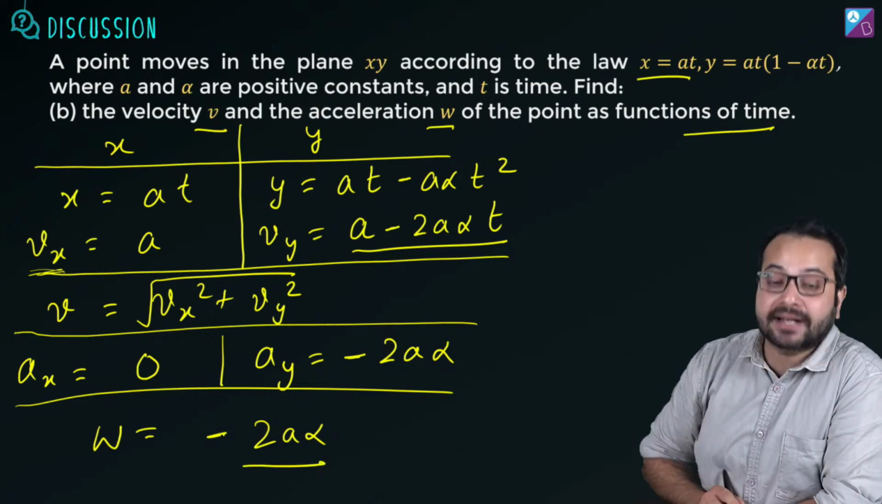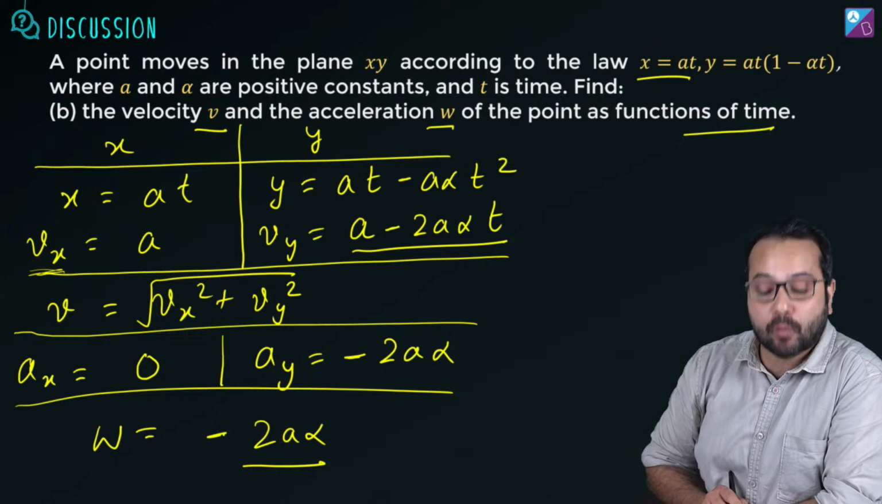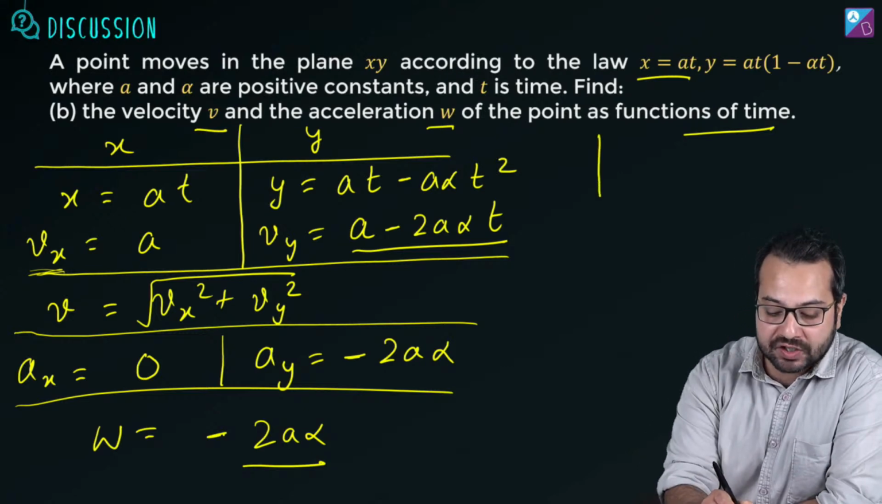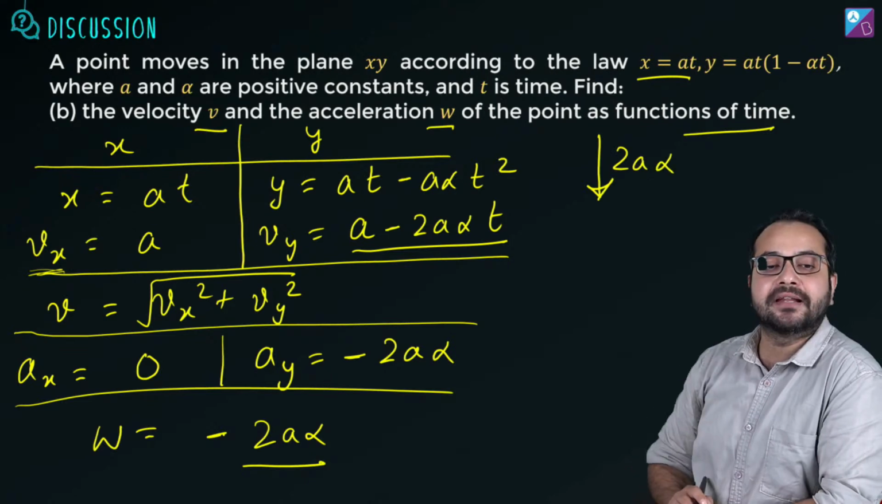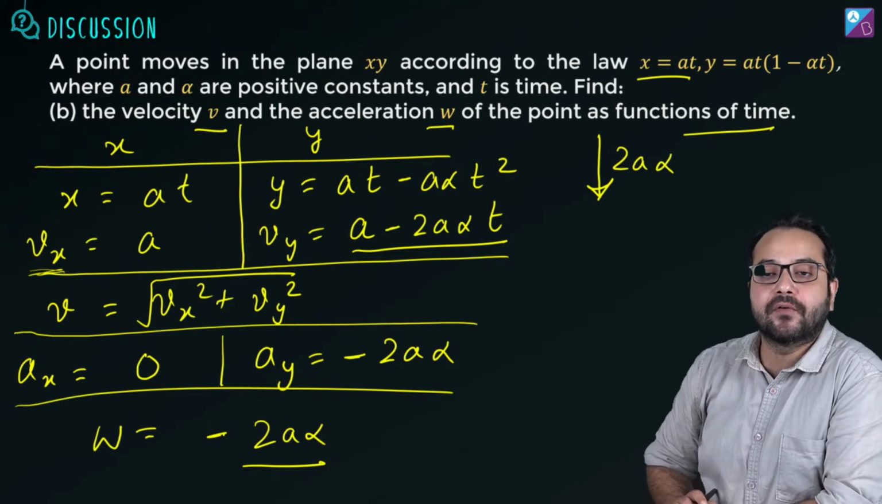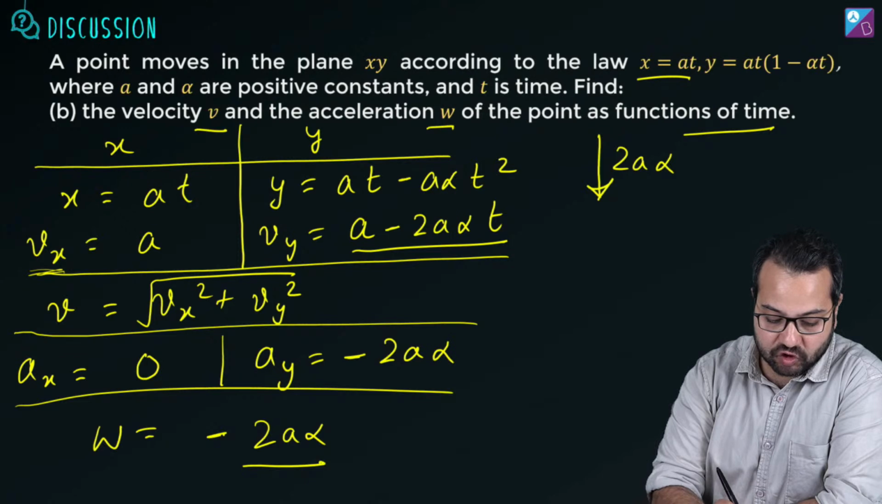So we have got the acceleration minus 2a alpha. What does it mean? That the acceleration is in the negative y direction. It is 2a alpha and the acceleration is in the negative y direction. Is that correct? Chalo. So A and B done.